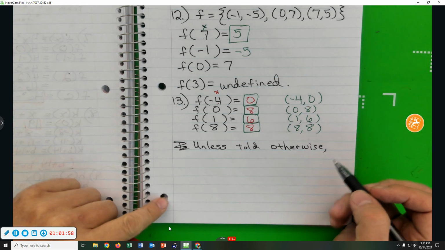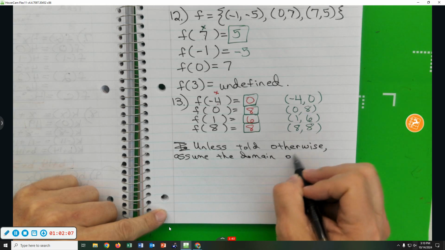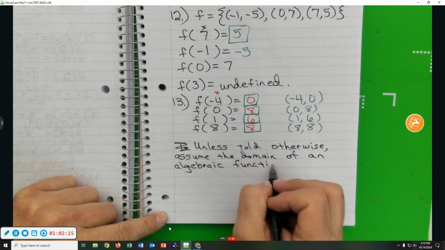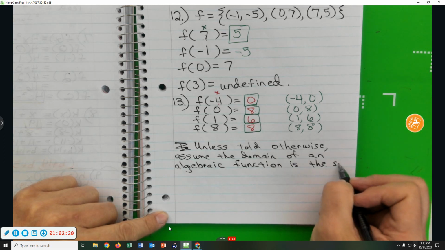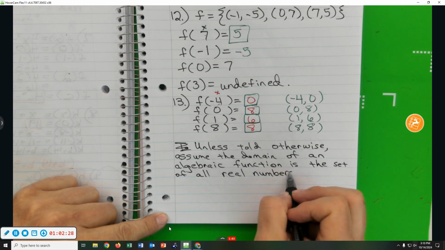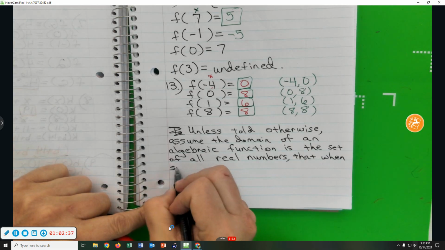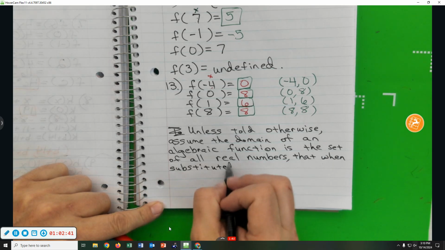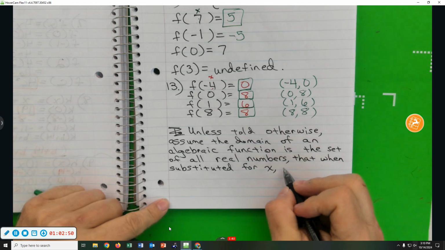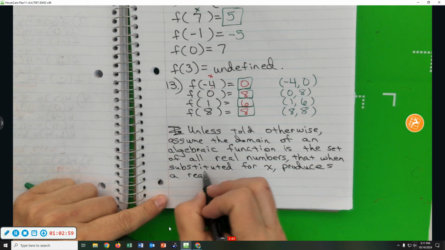But otherwise, unless you're told otherwise, assume the domain of an algebraic function is the set of all real numbers that when substituted for x produces a real y value.